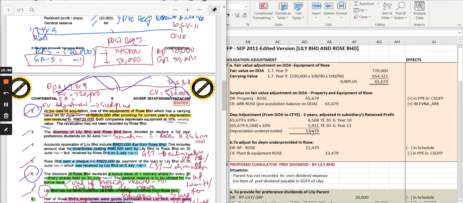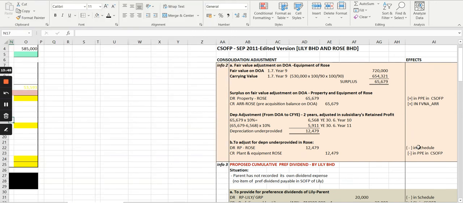So therefore the depreciation, you total up this 12479, retained profit of Rows will be debited. 12479 retained profit of Rows, remember to adjust that in the schedule. Adjust that in the schedule. And credit plant and equipment, that will be adjusted directly, because plant and equipment is at carrying value. Unless you are given the accumulated depreciation, you can adjust the credit side of the accumulated depreciation for plant and machinery. So there's 12479.